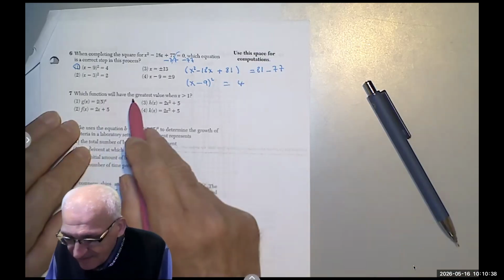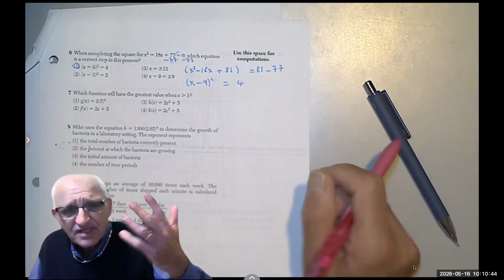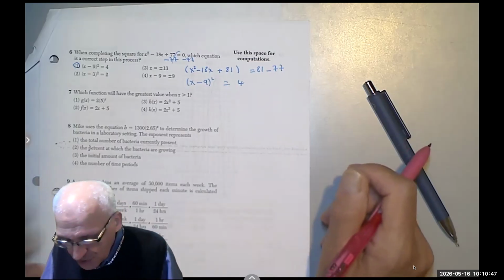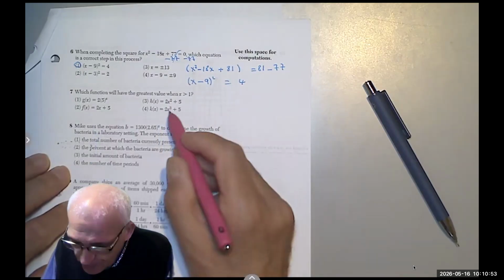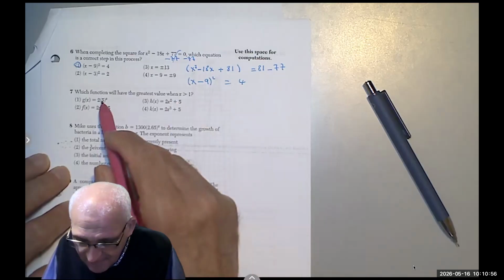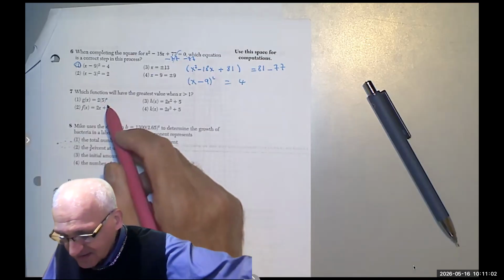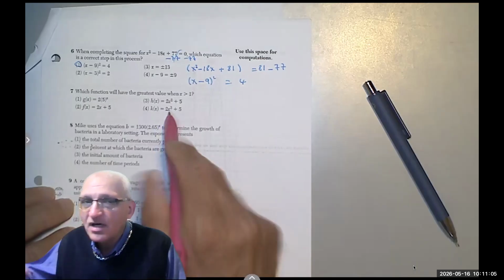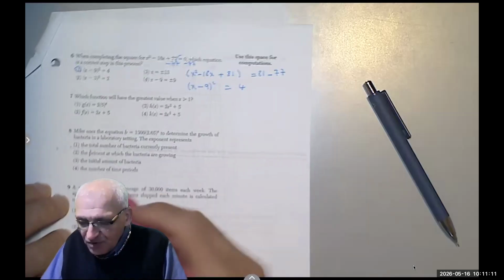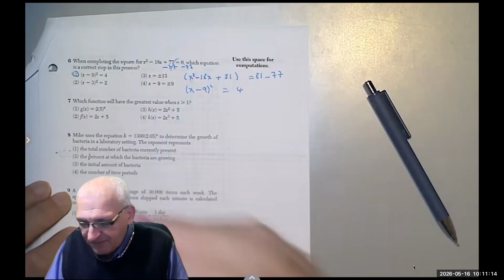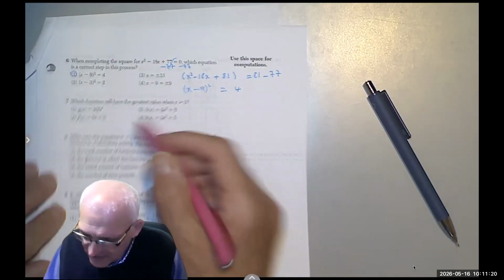Which function will have the greatest value when x is greater than 1? Well, you can check them out with any number, but usually, first of all, I know that the square grows faster than the linear. The cube grows faster than the square, but the exponent increases faster than any of these, even if this is x to the 100. Okay, it grows faster. So you can pick, for example, any number. Let's say I pick 5. I don't need to do that, but just to be confident.